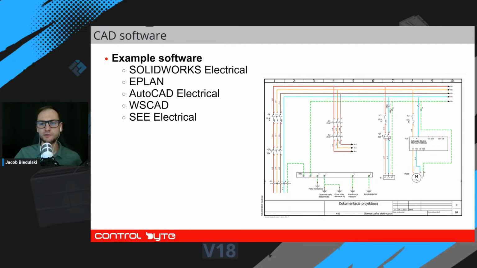So if you will work with electrical schematics, they can be made in different CAD software like ePlan, SolidWorks Electrical, AutoCAD Electrical, WS-CAD, C Electrical. Those are the five most common electrical software for designing electrical schematics for industrial applications.